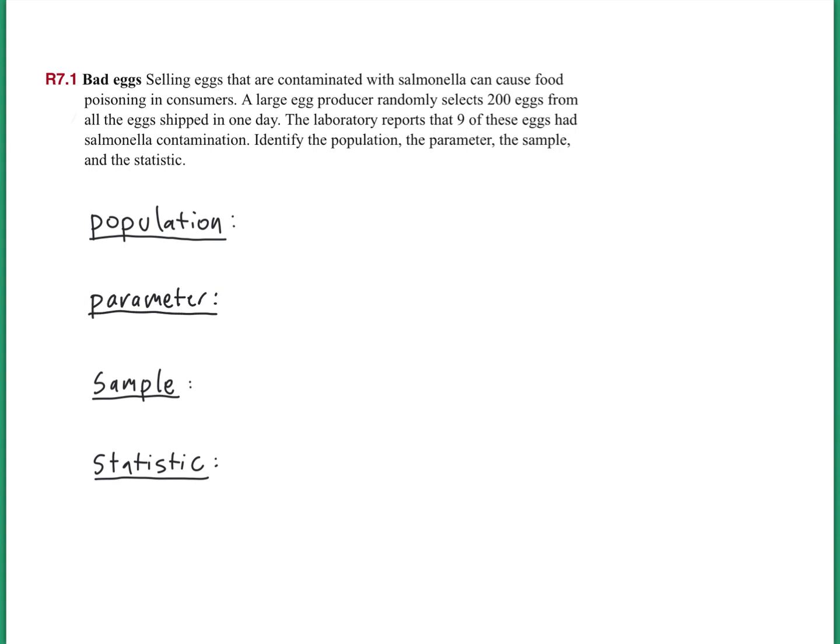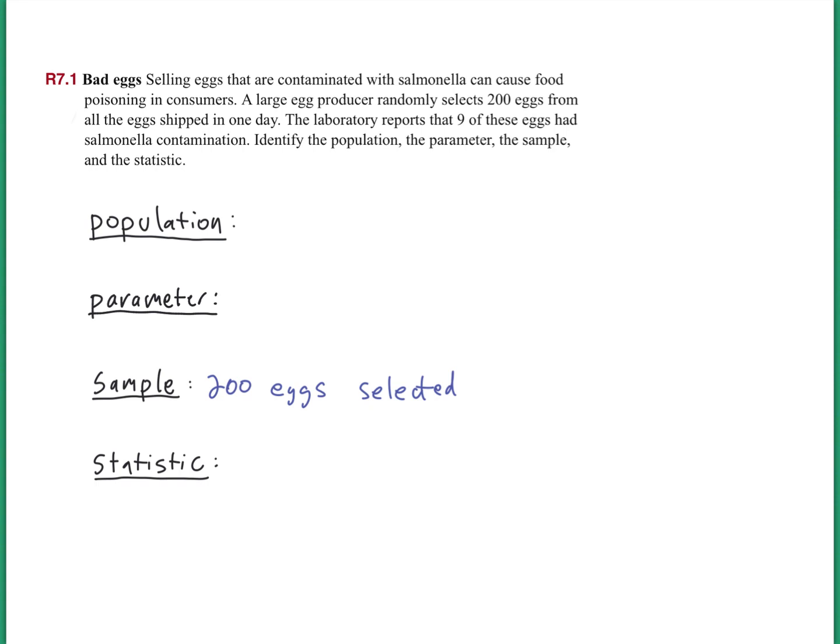Okay, for me, identifying the sample and the statistic first makes more sense. Those are kind of the easier ones to see, at least for me. So, the sample is just the particular things that were selected. The 200 eggs. So this is the 200 eggs from all the eggs shipped in a certain day. So we'll just say the 200 eggs that were selected.